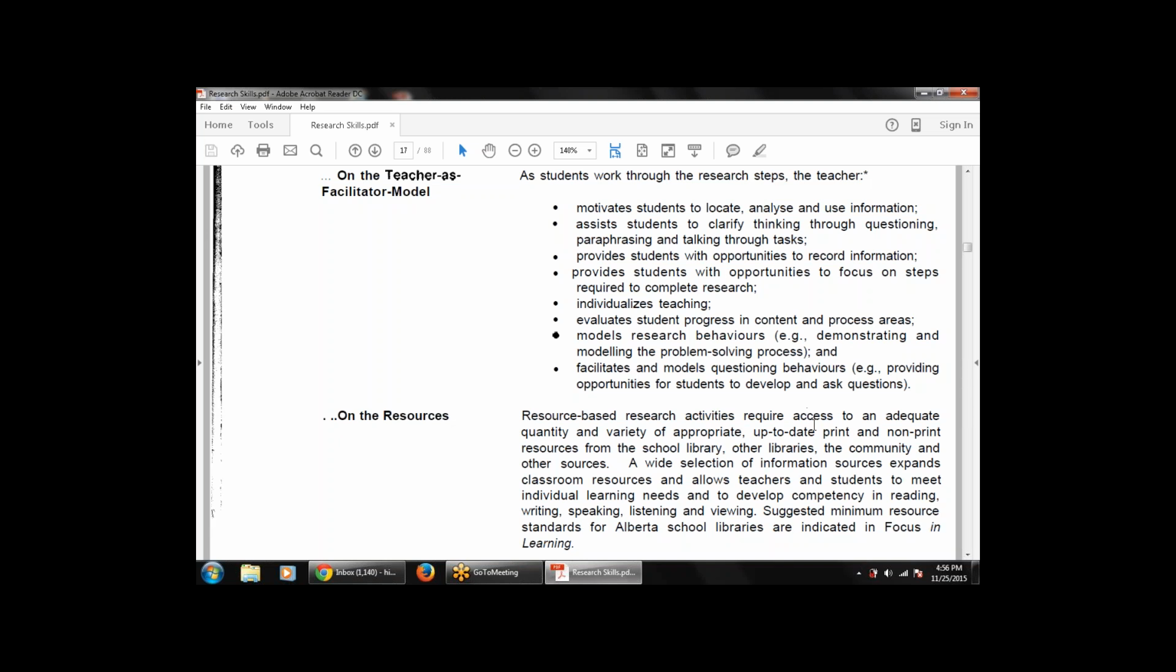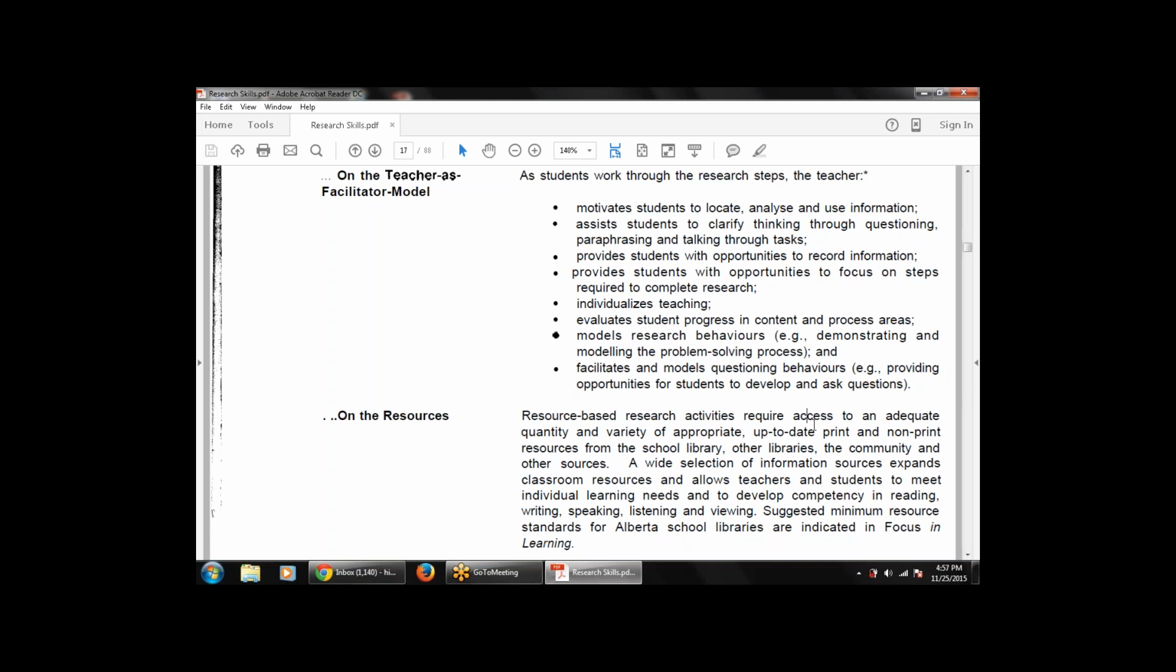And a wide selection of information sources expands classroom resources and allows the teacher and the student to meet individual learning needs. If a wide selection of information sources is used, that expands the classroom resources and also allows the teacher and the students to meet individual learning needs. That is, there should be individual learning needs that are used to develop competency in learning. So there should be a proper selection of the information sources that expands the classroom resources.